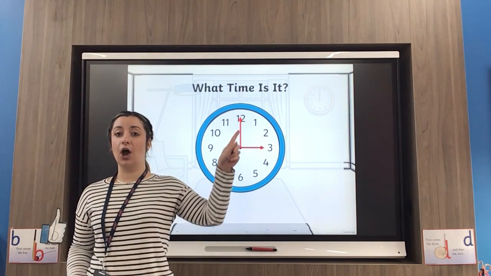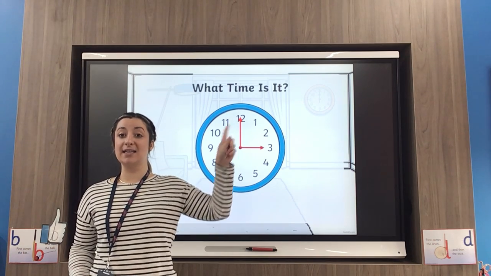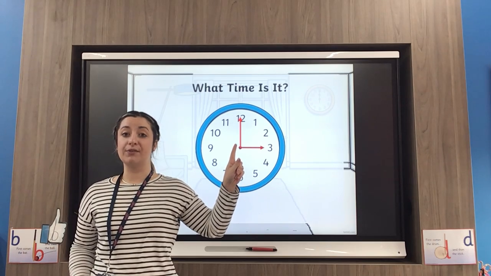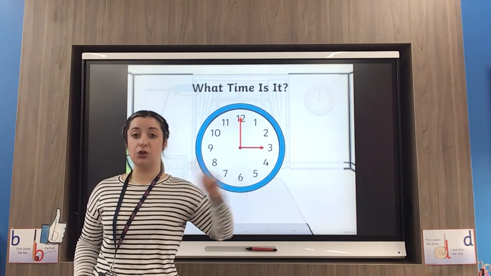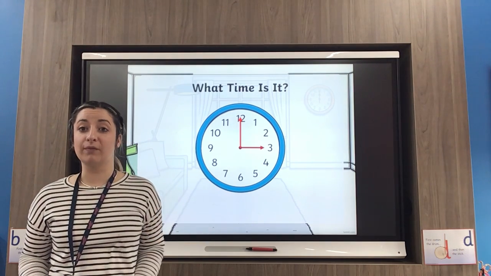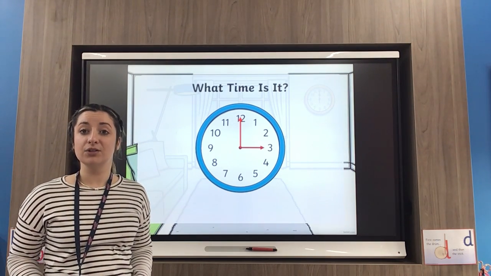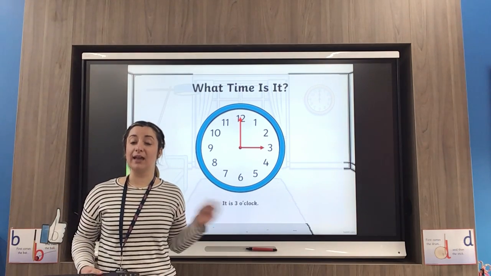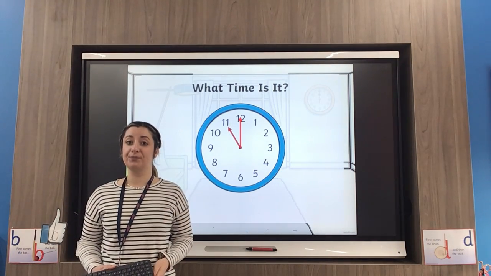Okay, so let's have a look at another one. We're still on o'clock because the minute hand is pointing up to the 12. The hour hand is pointing to 3. So what is the time? Have a think, say it in your head, or you can write it down at home. So the time would be 3 o'clock. And if you've got 3 o'clock, then well done.